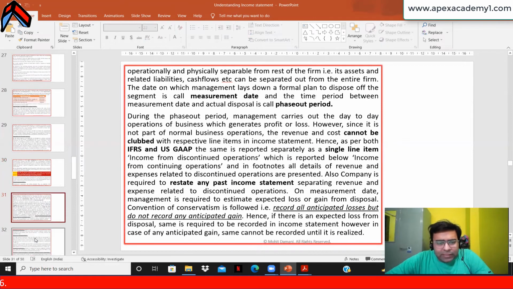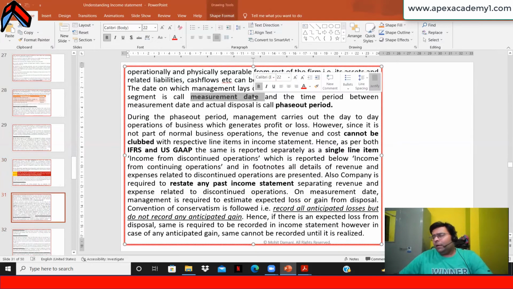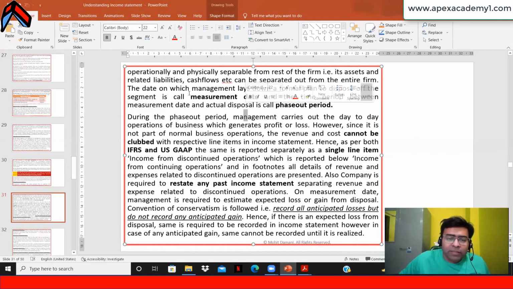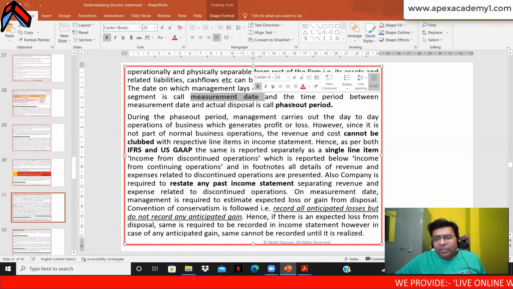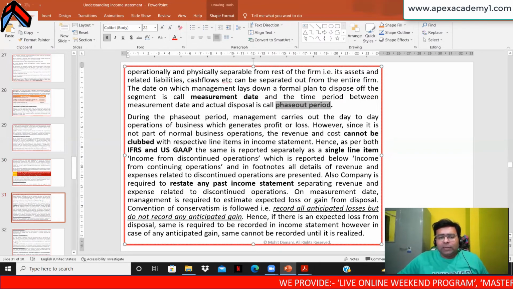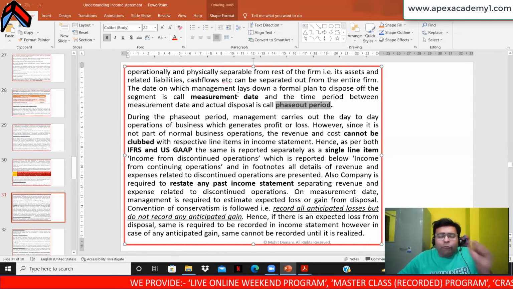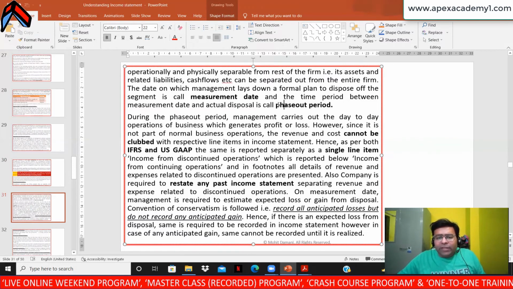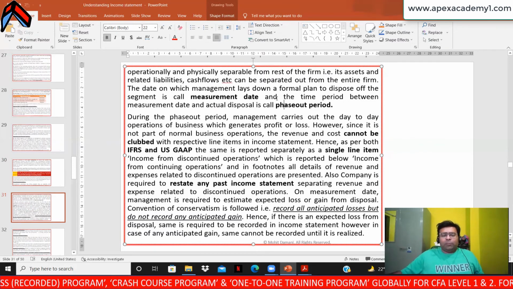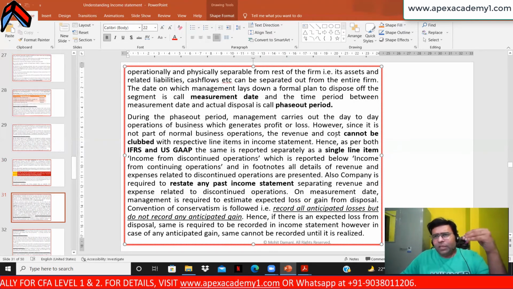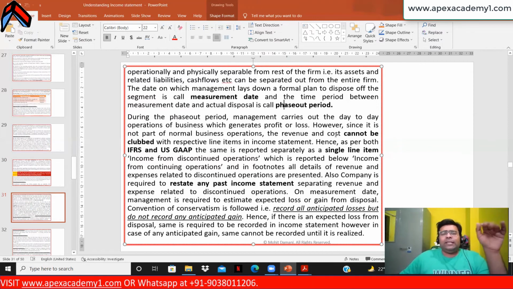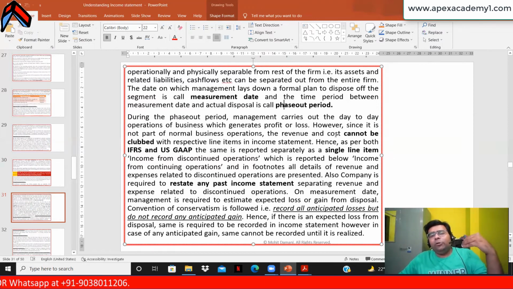Okay. Next is discontinued operations. It is very simple. Whenever any segment of the business is announced as a discontinued operation, the measurement date and the phase-out period should be clearly called out. The measurement date is the date on which the entity formally lays down the plan to dispose of it, and the phase-out period is the period during which it will be disposed of. From that point, it should not be shown as a continued operation. It should be shown as a discontinued operation.